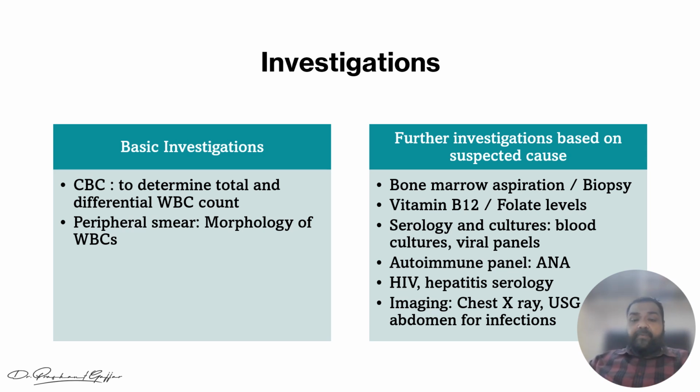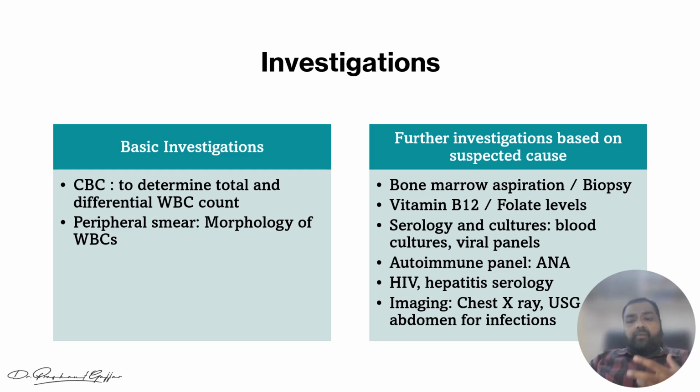Where needed, we have to perform the autoimmune panel, anti-nuclear antibody, right? Then the HIV, hepatitis serology. If it still isn't clear, then we go for the chest X-ray to rule out pneumonia or any inflammatory condition in the abdomen. We have to perform the ultrasonography of the abdomen. So these are the basic investigations to rule out what may be the cause of the leukocytosis and the leukopenia.